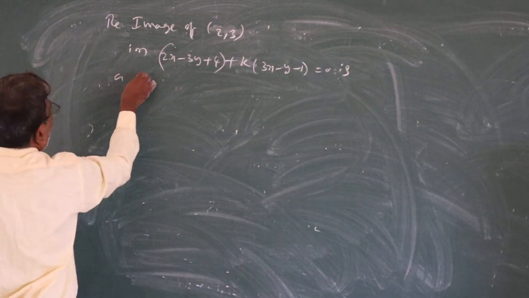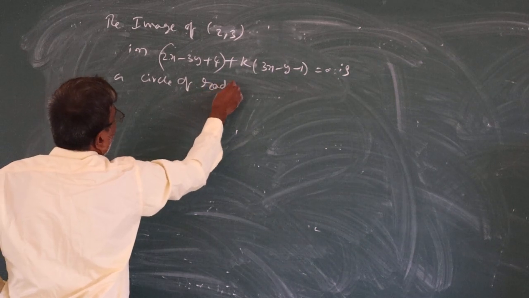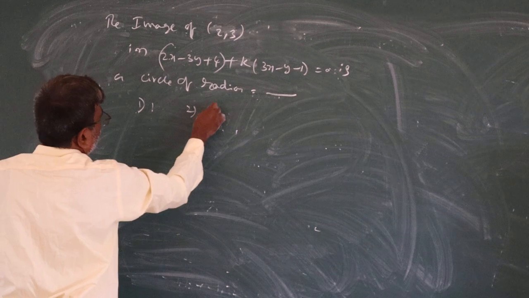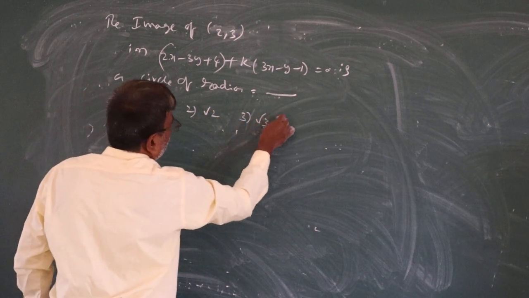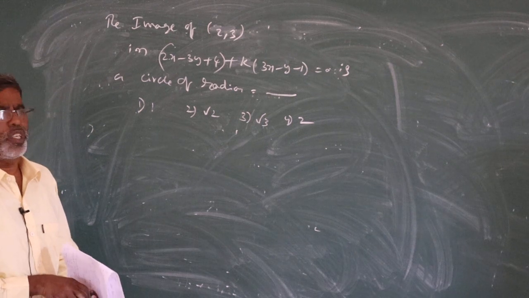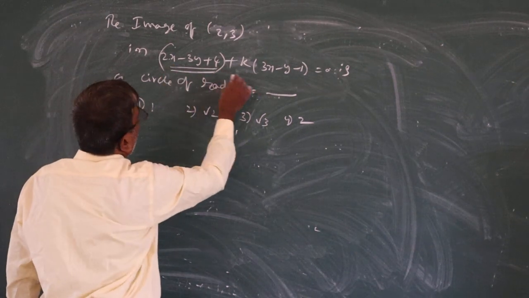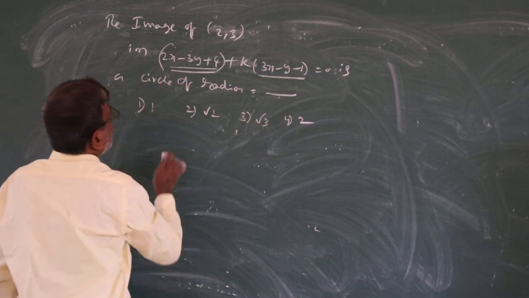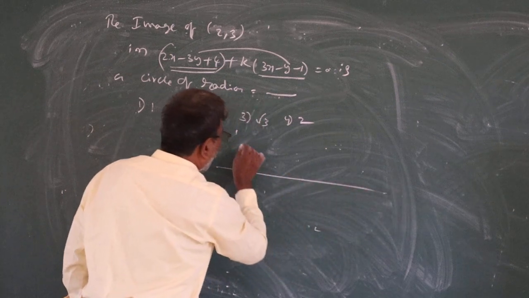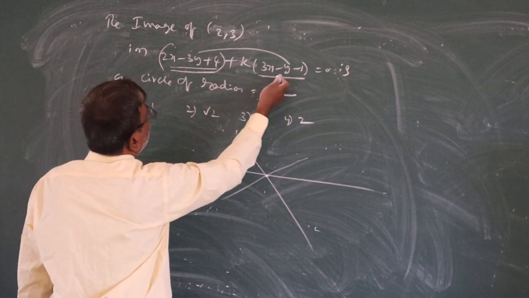A circle of radius equal to how much? This is the question being asked: root 2, root 3. This is a previous JEE Mains question. This is one line, this is another line. If you solve these two, the lines pass through a fixed point. That fixed point we get by solving these two lines.